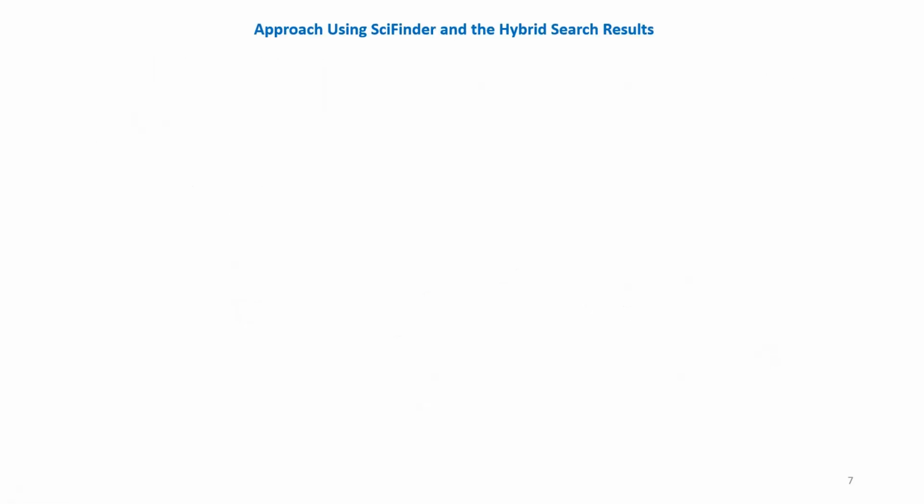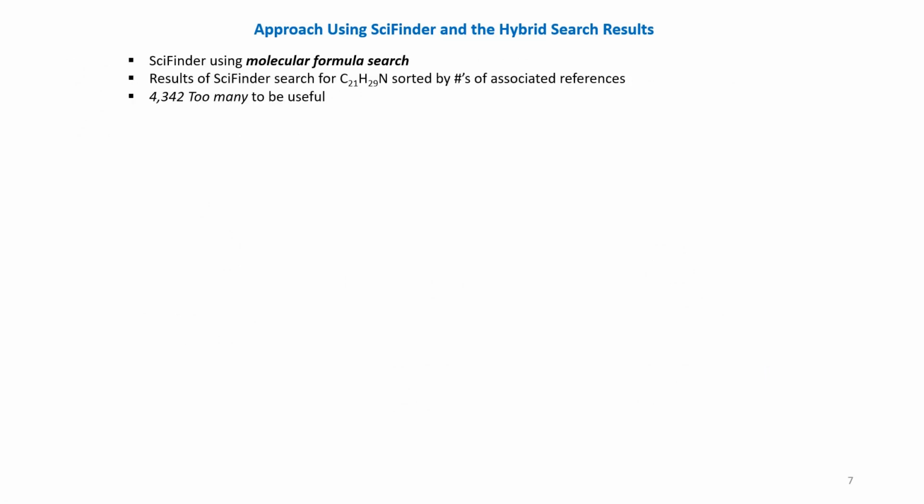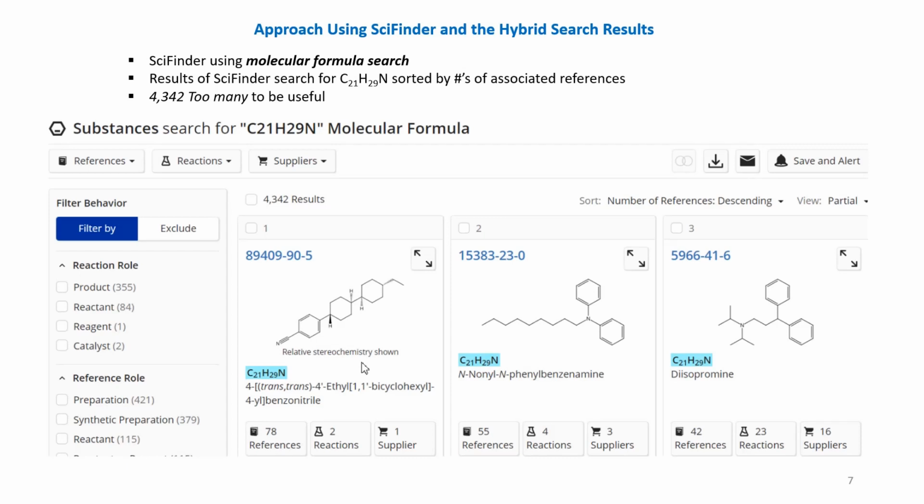Here is our typical previous approach using SciFinder and the hybrid search results. One would use the molecular formula search, and from that search we would get 4,342 results, which is just too many to be useful even when sorted by the number of associated references. So you can see below we searched and we had 78 references at the top, going down as we descended in the order of the results.